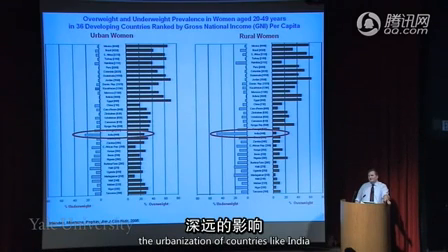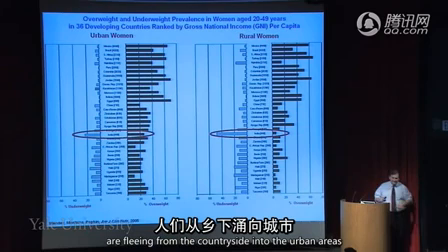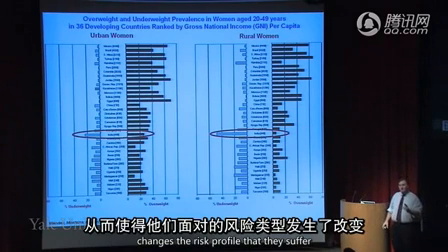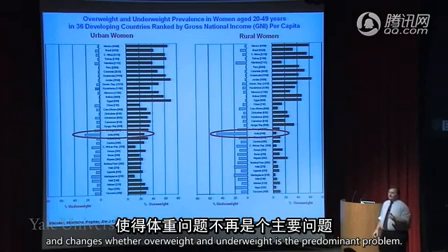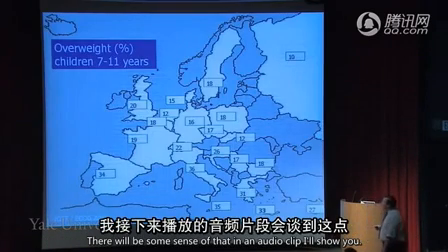This has implications for the urbanization of countries like India, and the fact that people in many of these developing countries are fleeing from the countryside into the urban areas changes the risk profile that they suffer and changes whether overweight and underweight is the predominant problem. And there will be some sense of that in an audio clip I'll show you.